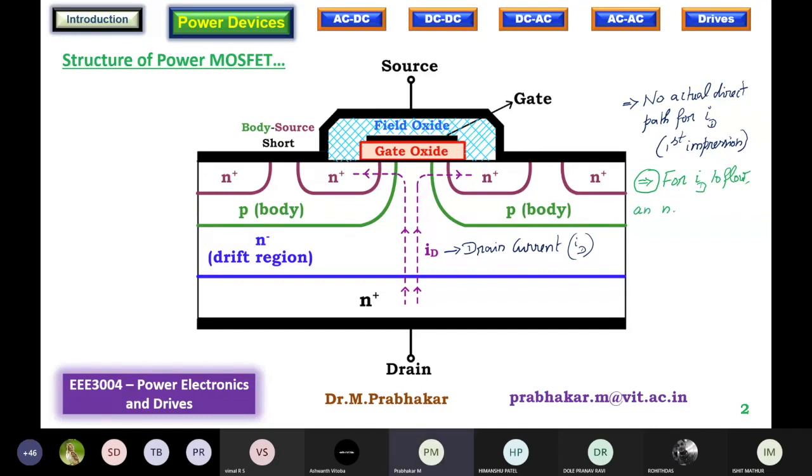Where should it be formed? Between the p-type body and N plus source interface. That is, I am referring to this region. So here a channel, that too an N channel, must be established.